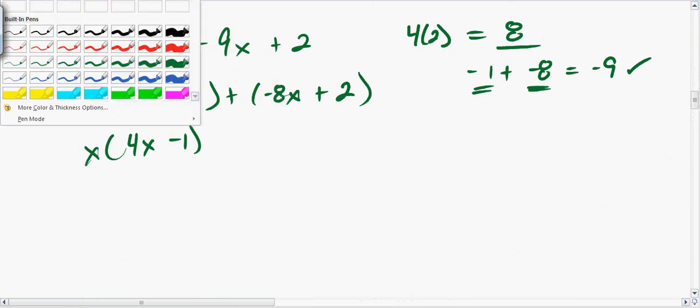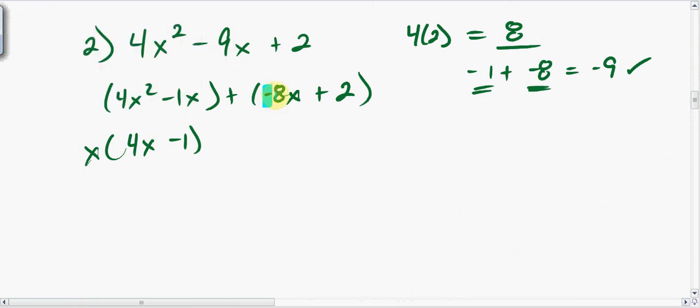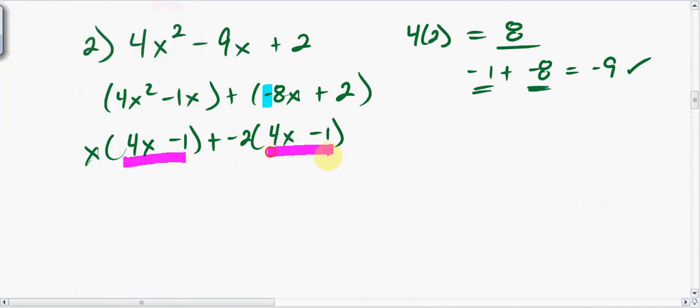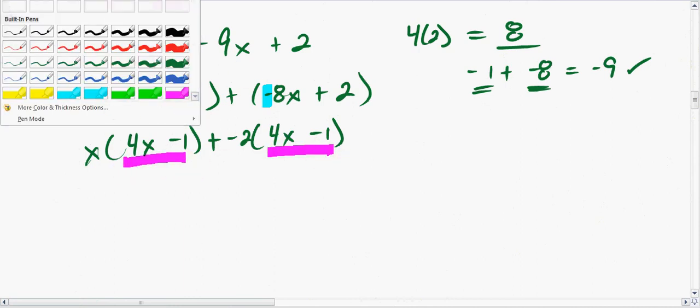Hey look, I'll highlight it in blue again, a negative leading coefficient. So I want to make sure I'm pulling out a negative GCF, which is going to be a negative 2. Negative 8x divided by negative 2 is positive 4x. 2 divided by negative 2 is negative 1. And by making sure we pulled out that negative, we now have two quantities that are exactly the same.